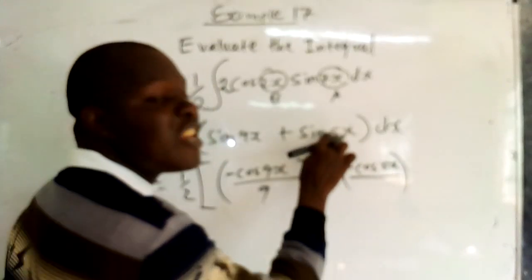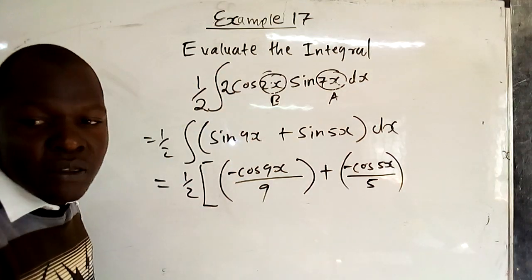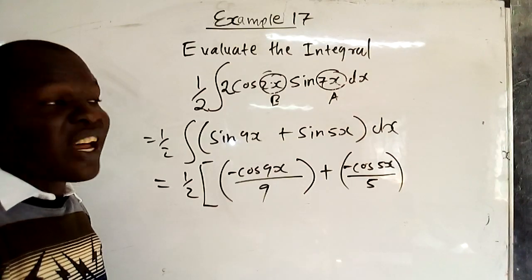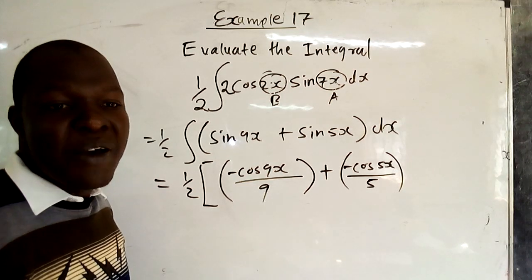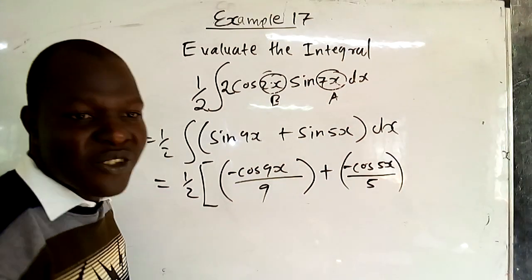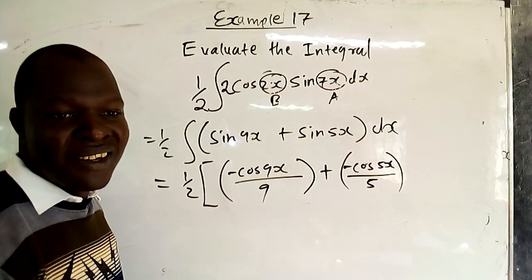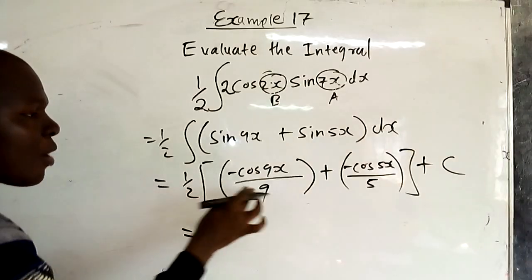Then, plus, if you integrate sine 5x you get negative cos 5x. Then you divide by the derivative of the inner function, isn't it? If you differentiate 5x, you get 5. That inner function must be a constant. That's the reason why we are getting rid of any power in integration, isn't it? Unless the power is resulting from a standard integral, like sec squared x. If you want to integrate sec squared x, you just get tan x, standard, isn't it? Good. Then plus c.